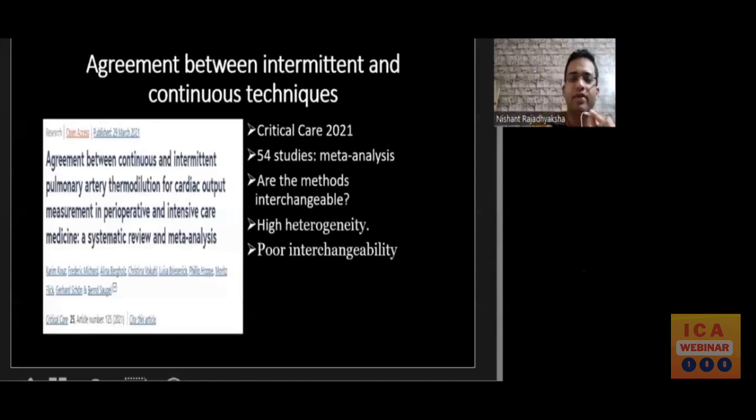There is always a debate between interchangeability of intermittent and continuous thermodilution techniques. In a meta-analysis and systematic review published in Critical Care in the year 2021, Karim Kouz et al. evaluated 54 studies to determine the accuracy and interchangeability between these two techniques in post-surgical and critically ill patients. Though the heterogeneity across the clinical studies was very high, the authors concluded that the overall accuracy of continuous thermodilution technique was better compared to that of intermittent. But continuous thermodilution barely passes the interchangeability criteria with that of intermittent pulmonary artery thermodilution technique.